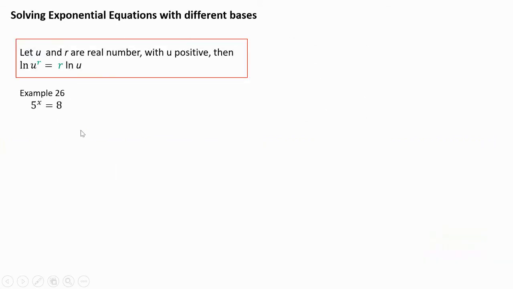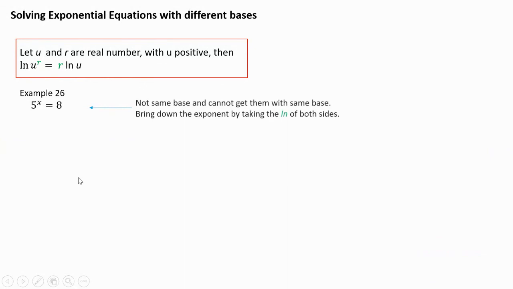Now let's do another example here. This is using another rule. Example 26: 5 to the x equals 8. So again, this is a rule that we're applying, which is the power rule. So when you start, these cannot be solved by using the same base. You cannot. So you're forced to use the ln.